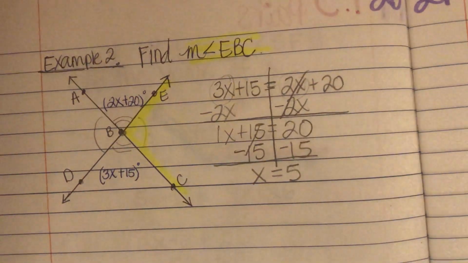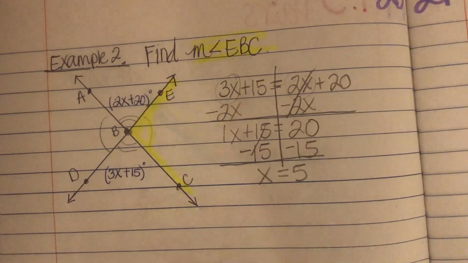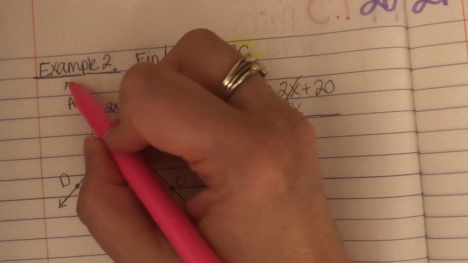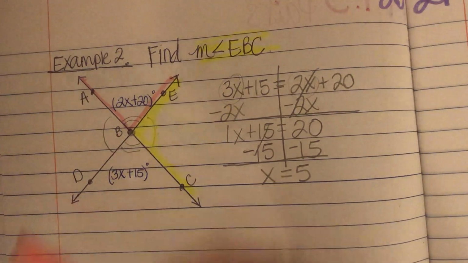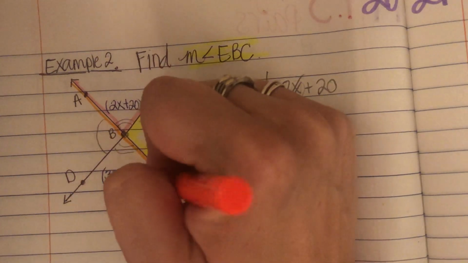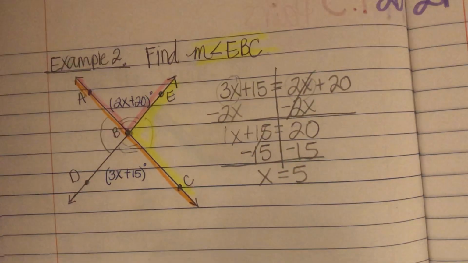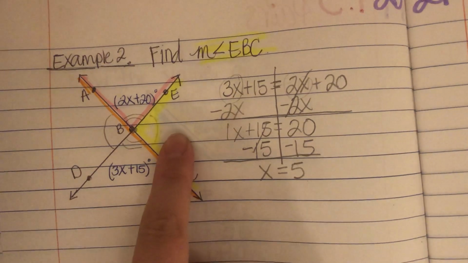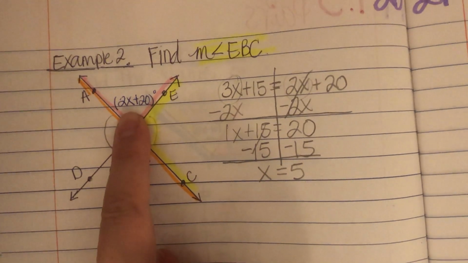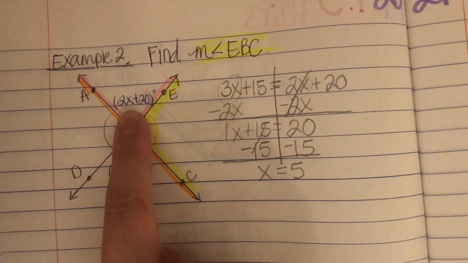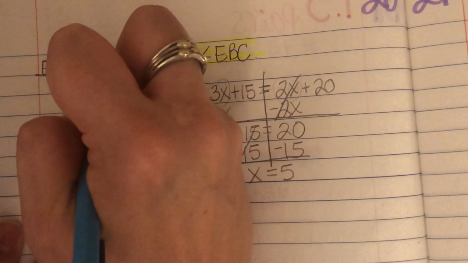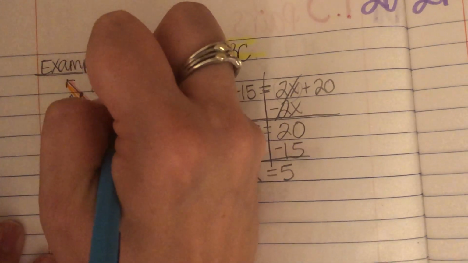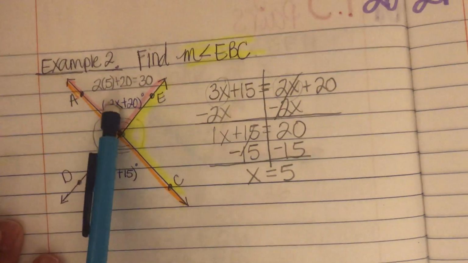Wait a minute. I know that that angle plus this angle create the straight line ABC. Do you see it? That makes this angle EBC and this angle ABE a linear pair. So I'm going to plug back in here 2 times 5, 10, plus 20, 30. This angle here is 30 degrees.